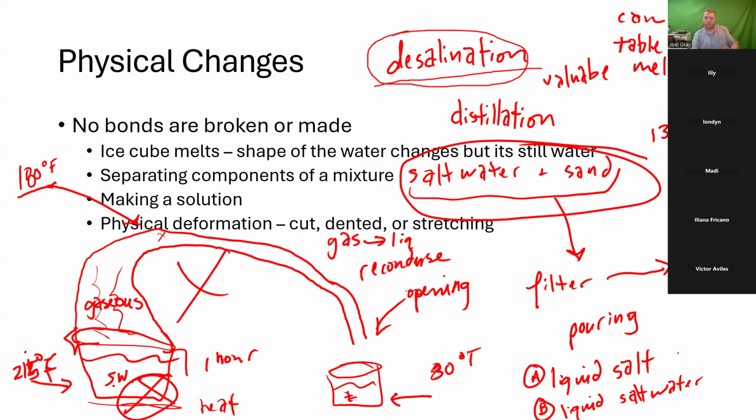So these physical properties, you might think like, oh, well, that's kind of simple, separating salt water from sand. Yeah, it is. It is pretty simple. And it's important. But to do it on a grand scale, it's very, excuse me, it's very expensive.